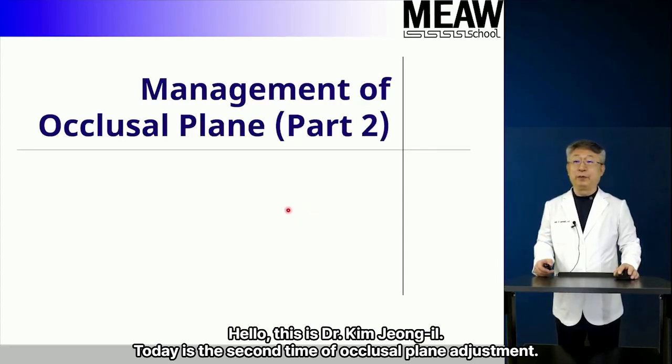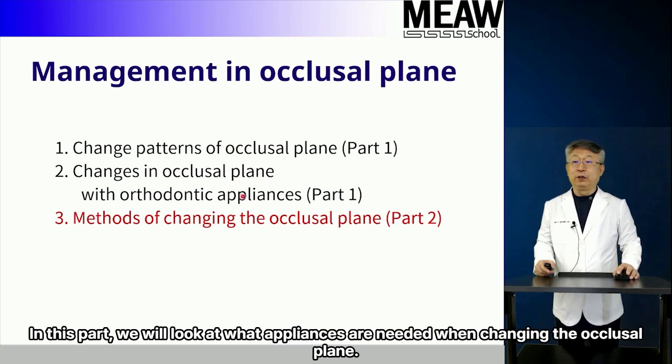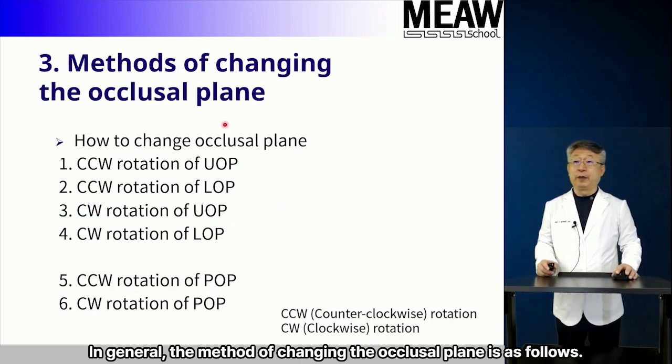Today is the second part of occlusal plane adjustment. In part 1, we studied how the occlusal plane changes and how the occlusal plane changes according to various orthodontic devices. In this part, we will look at what appliances are needed when changing the occlusal plane. In general, the method of changing the occlusal plane is as follows.